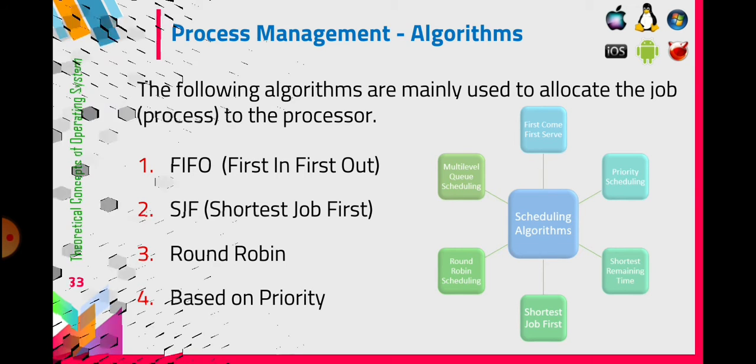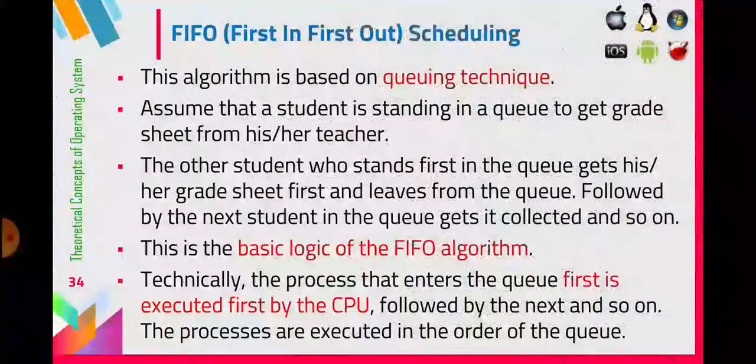Now this FIFO algorithm is based on queuing techniques. That is, when you are standing in a queue, how are the corrections done? The student who is standing first in the queue gets the correction first, and then the next one, like that. The processes are executed in the order in which they arrive at the CPU. In the same order the processes are processed and sent out of the CPU.